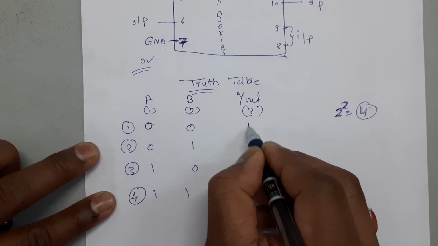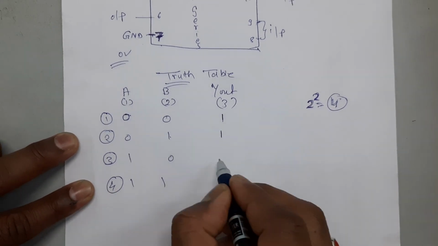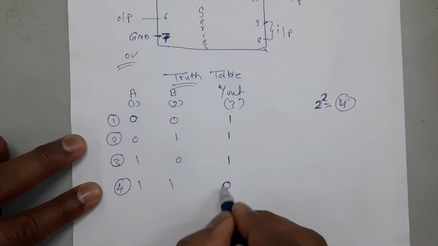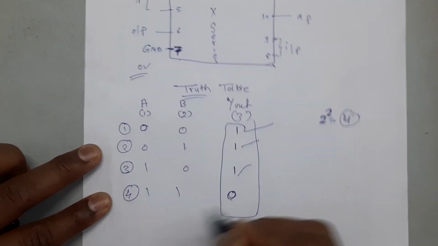So what will be my output? For 0 0 it will be 1. For 0 1 it will be 1. For 1 0 it will be 1, and for 1 1 it will be 0. I will explain what is meant by 1 and what is meant by 0.